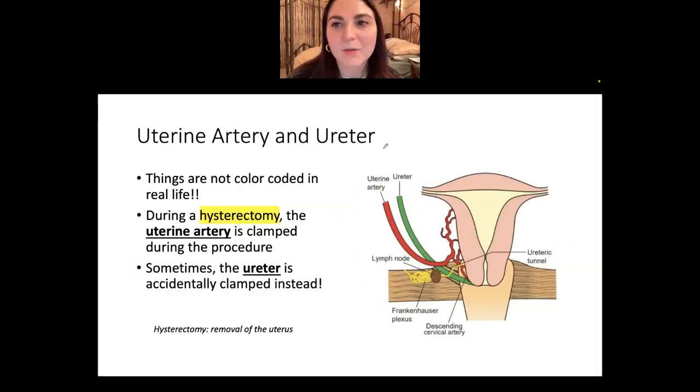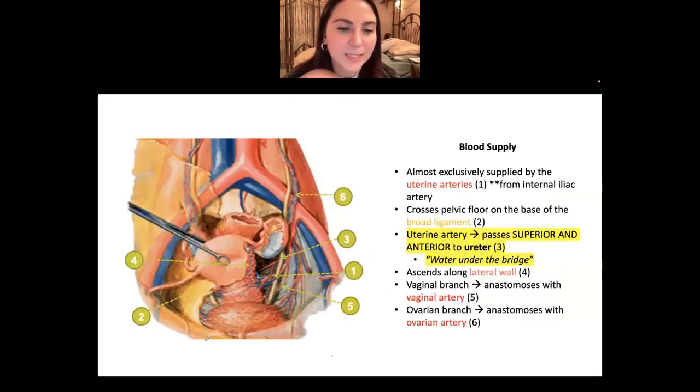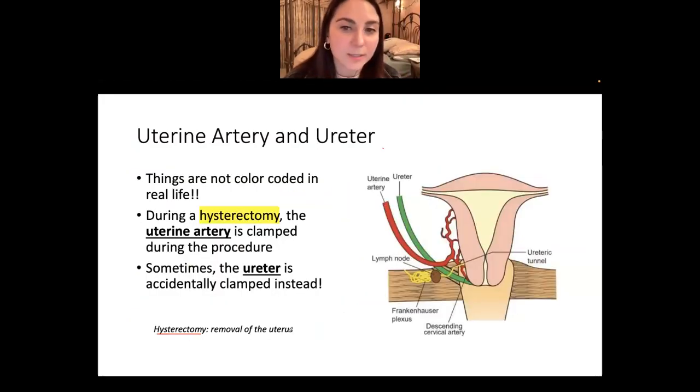All right, this is where they're going to get you on questions: the uterine artery and ureter. Remember, things are not color-coded in real life. The ureter is not green, the uterine artery is not red, or yellow and red. So sometimes during a hysterectomy, which I put down here for you guys, when you just take out the uterus, maybe because the patient has cancer or something happens or they just want a hysterectomy, they get a hysterectomy.